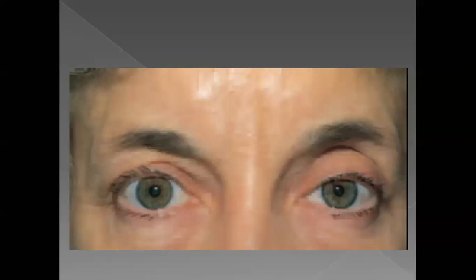Sir, in ptosis condition, how much does the upper eyelid cover the cornea, 2 or 1 millimeter? 1 to 2 millimeter. It is said that it is 1 to 2 millimeter.